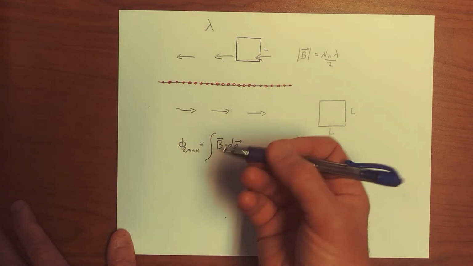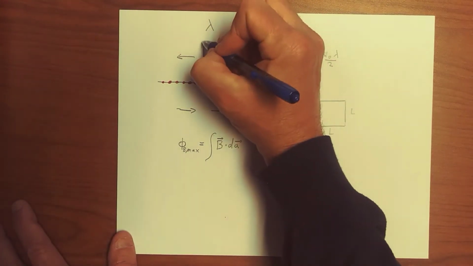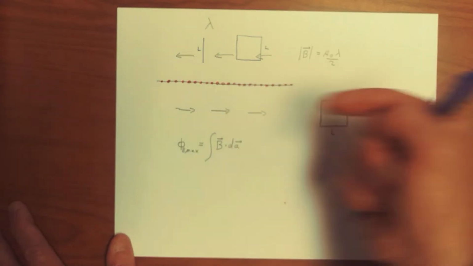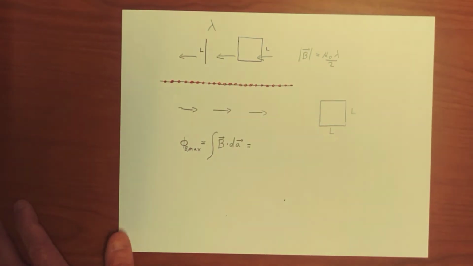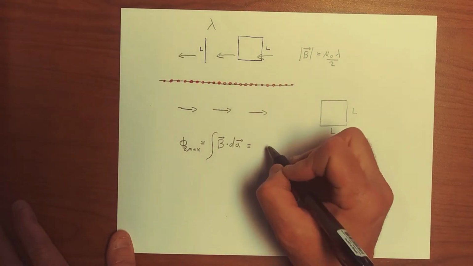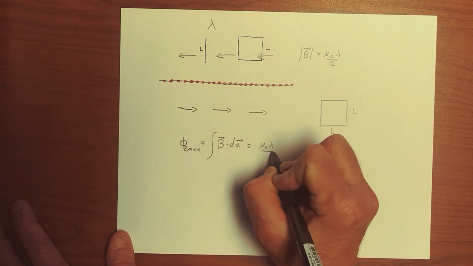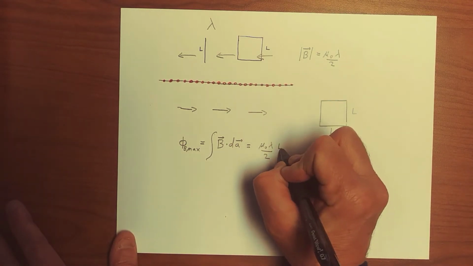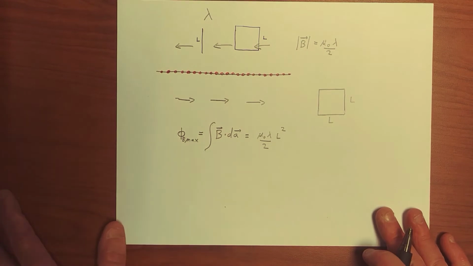The way we want this to look is that, right? So that's the side of the square, side L, and it looks to us like that. We don't see the surface because it's oriented like this, and so the field lines go straight through it. And when we do that, because the magnetic field is everywhere the same, it's a constant, so it's mu naught times lambda divided by 2, and we integrate over the surface to get the area of the square, which is just L squared. So that's the maximum possible magnetic flux through a square of side L.